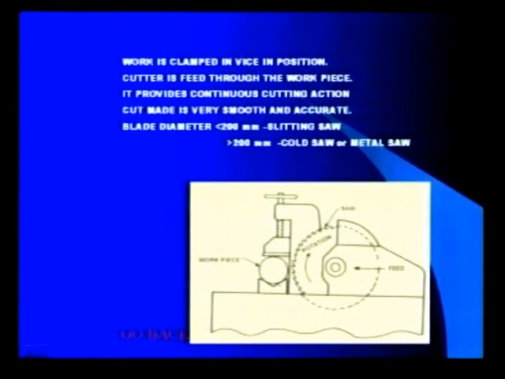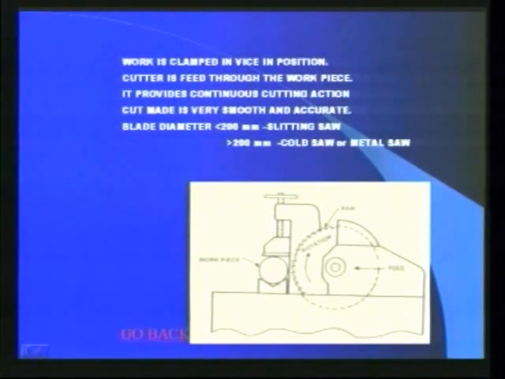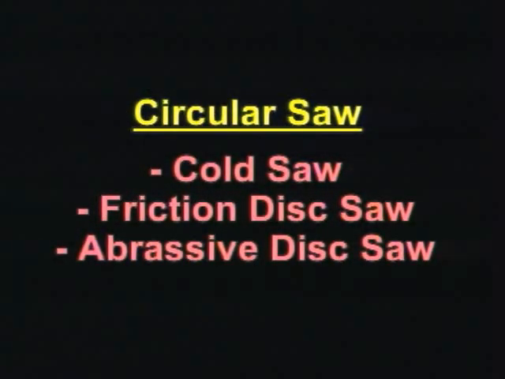The circular saw having blade diameter up to 200 mm is known as a slitting saw, and those having diameter above 200 mm are cold saw or metal saw. Now we discuss another circular saw, that is friction disc saw.